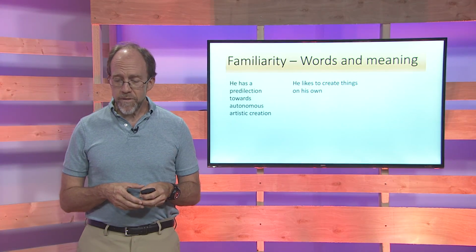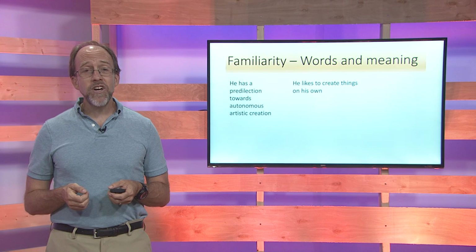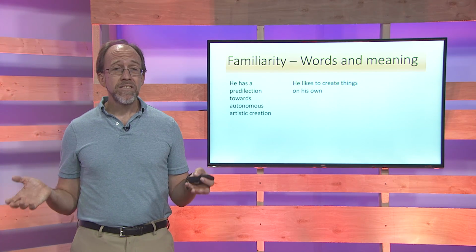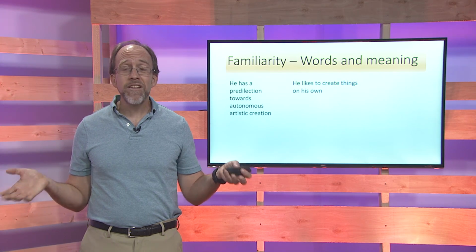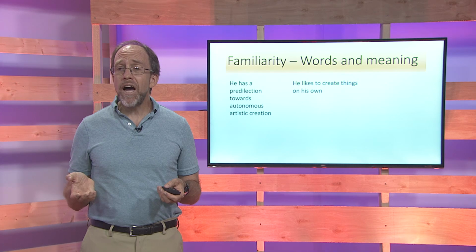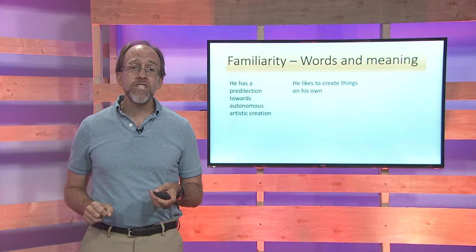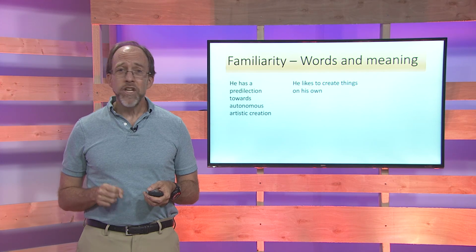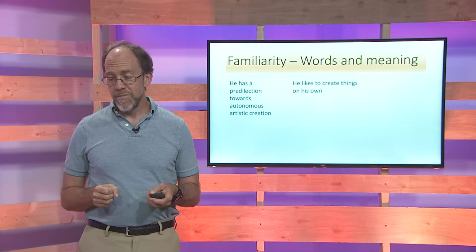You are given things that are typically unfamiliar, and your mind has a much harder time committing those even to working memory. Whereas if I say, he likes to create things on his own, you're probably going to remember that. In fact, you'll probably remember that later today. He likes to create things on his own. But close your eyes and try to remember that first phrase that I just said. He has a predilection towards autonomous artistic creation. You're probably not going to remember that one.